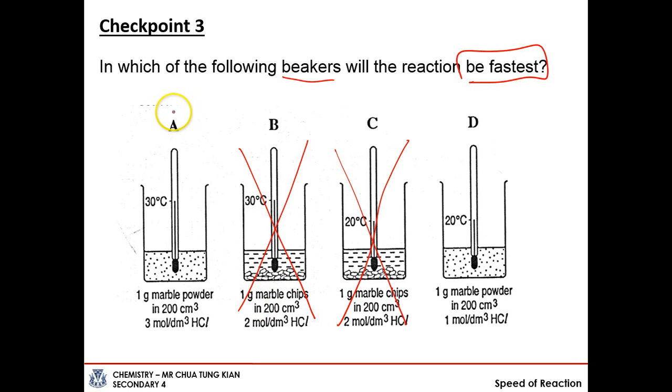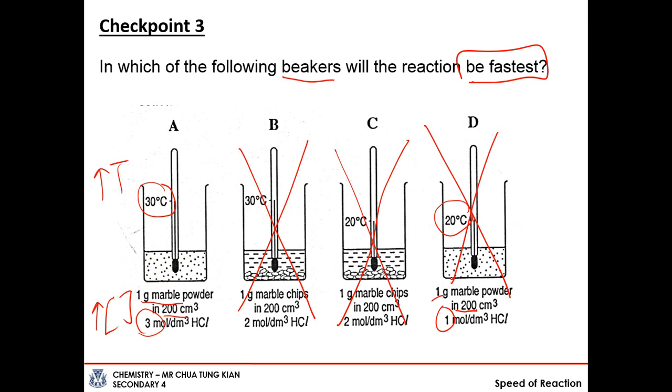So now we are left with options A and D. In option A, we have marble powder, 200 cm cube of 3 mole per dm cube acid. Over here we have the same mass of marble powder, the same volume of acid, but a lower concentration. Temperature wise, 20 degrees versus 30 degrees, this is a higher temperature. So in the first beaker, we have a higher temperature and a higher concentration. It means that in the first beaker, we will have the fastest rate of reaction. Answer will be A.